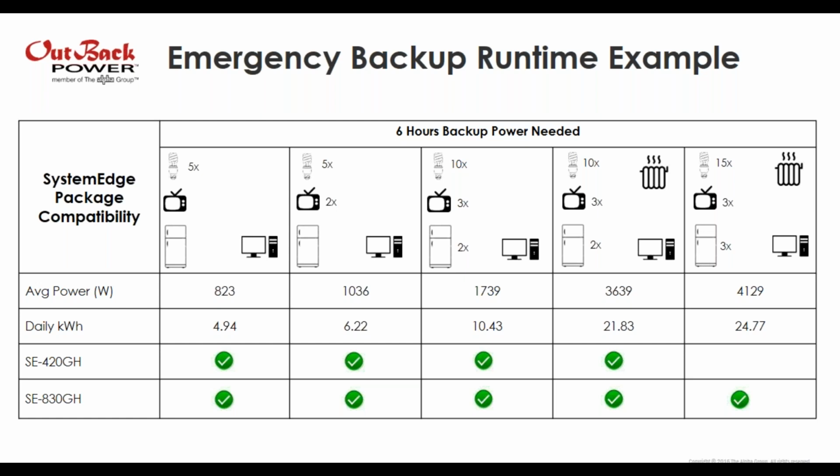And so even for the 420GH, which is a pretty modest backup system, you can run a good-sized refrigerator or 2 smaller ones. You could run a TV, enough lights to keep the home livable, your computer. You've got even a small heater or something along those lines if you need to.